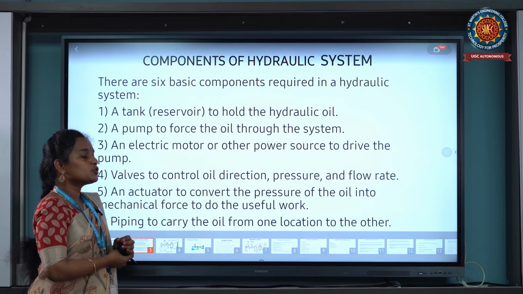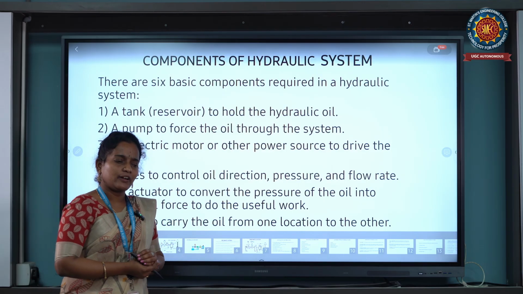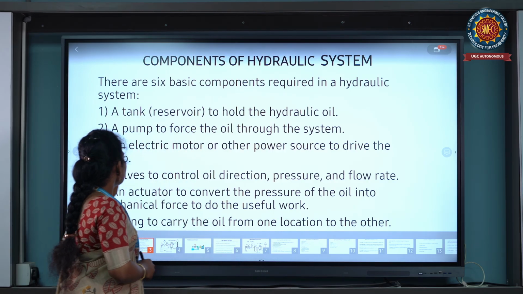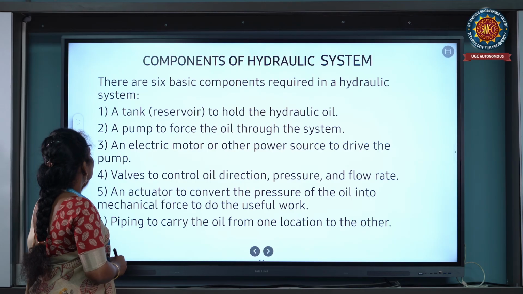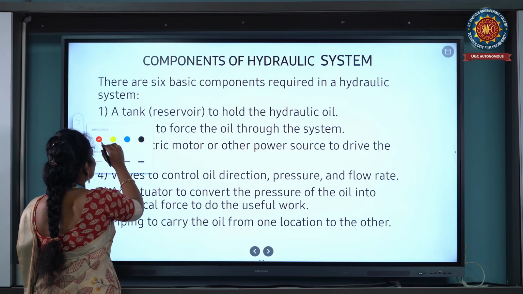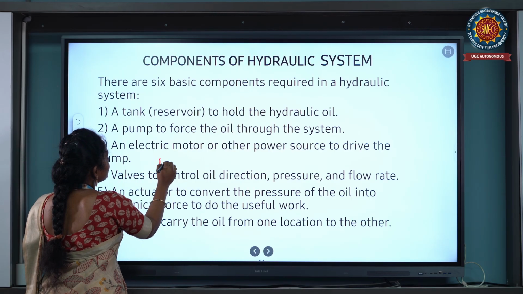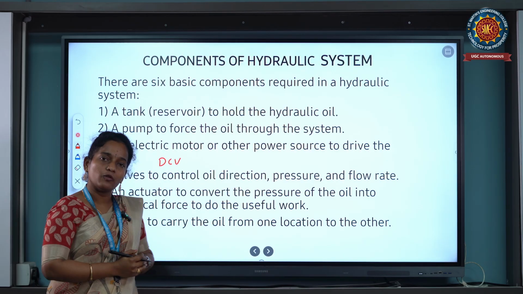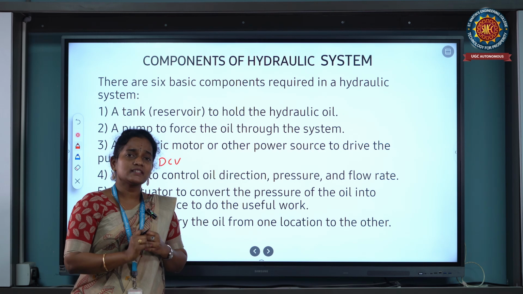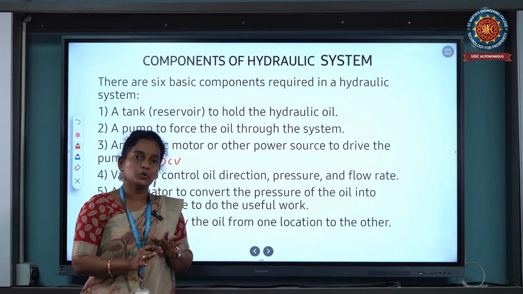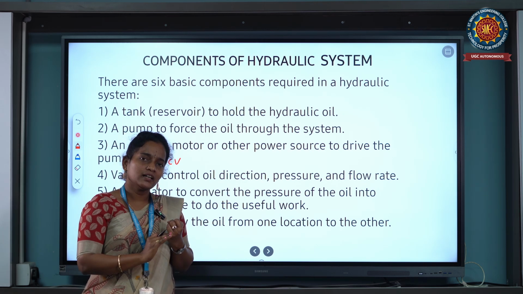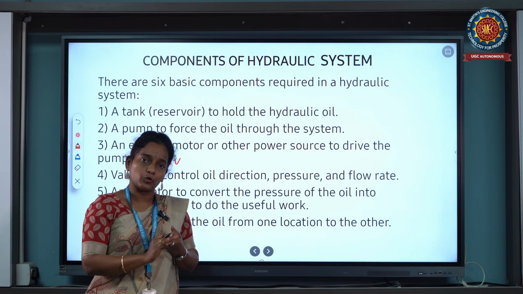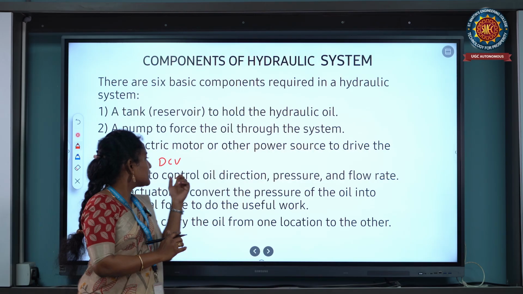Next, here we have to use one type of valve, that is the direction control valve. We simply remember it as DCV, direction control valves. Those valves are used to control the direction, and also the pressure and at the same time the flow rate. So that is the use of the direction control valve.